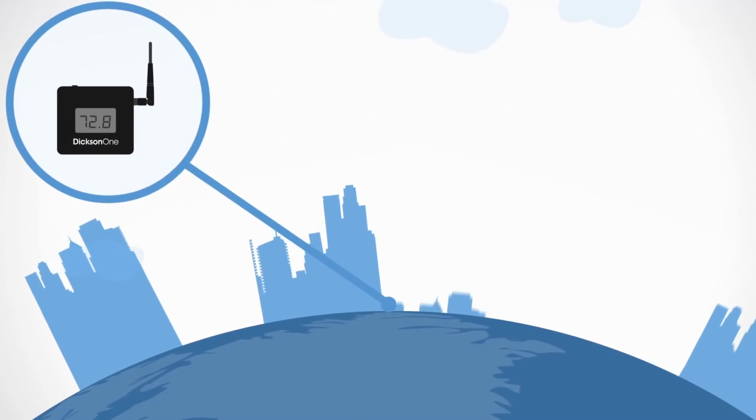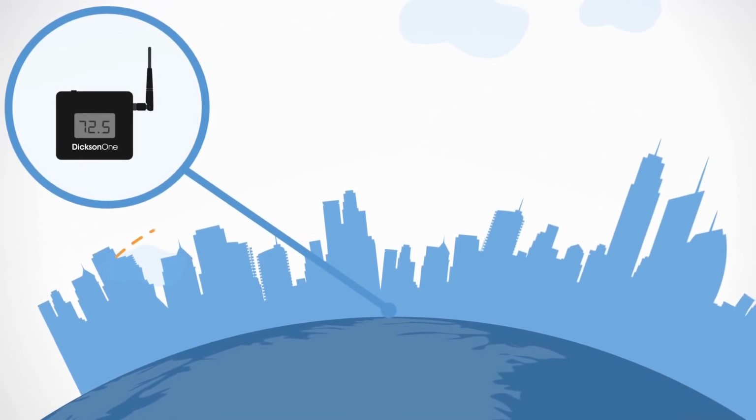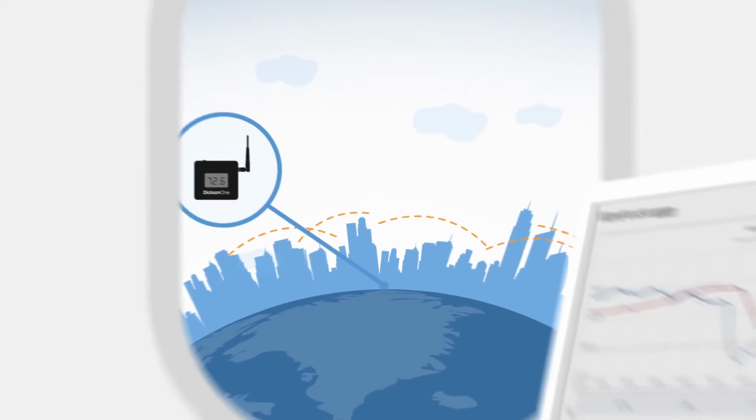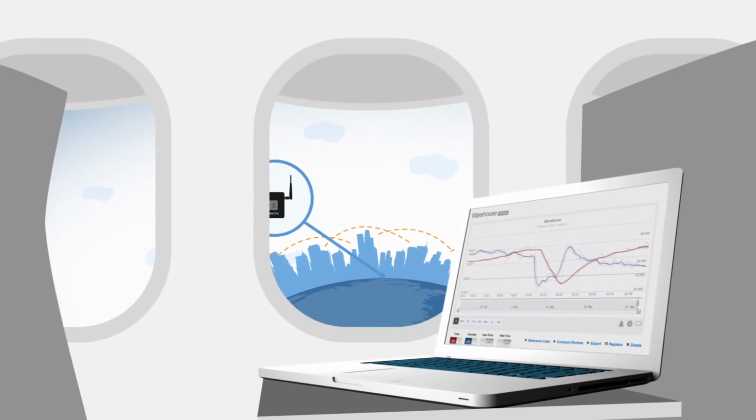DicksonOne is the most comprehensive environmental monitoring system available, combining 90 years of experience with cutting-edge technology to deliver the critical data you need, no matter where you are.